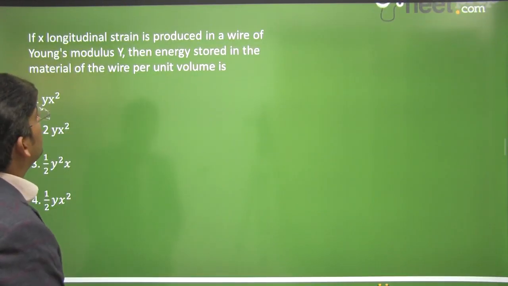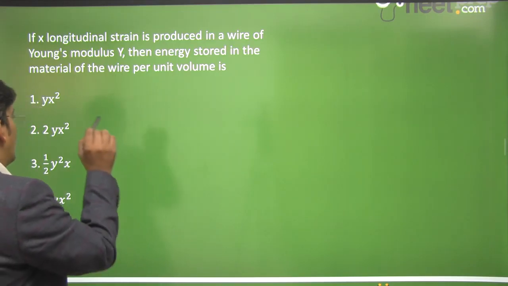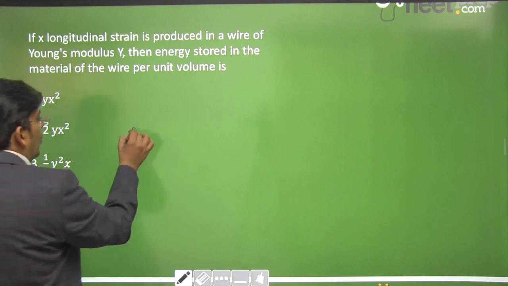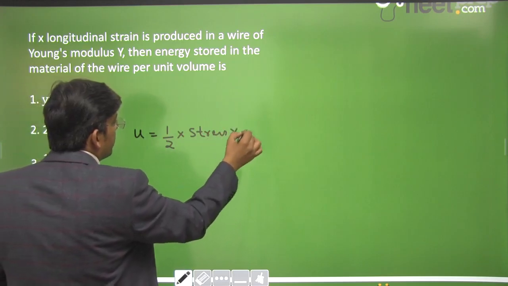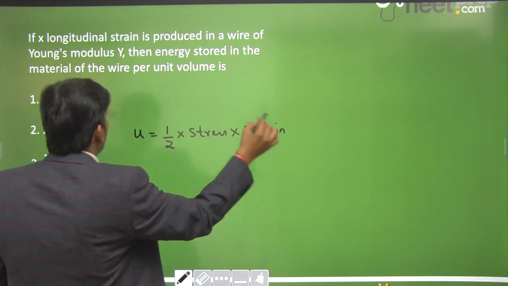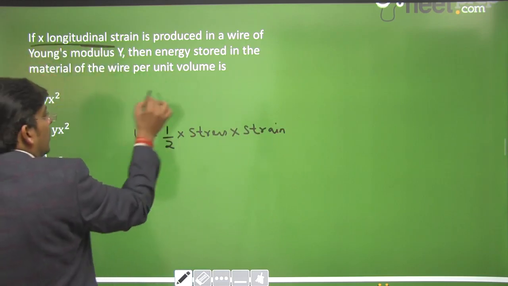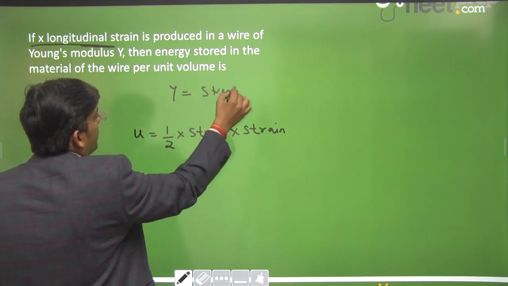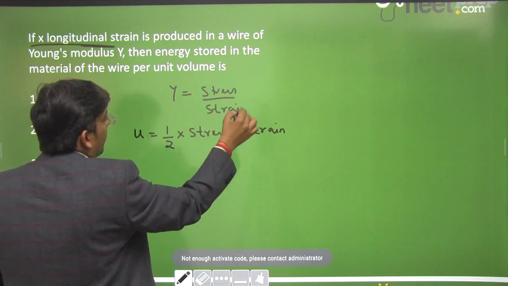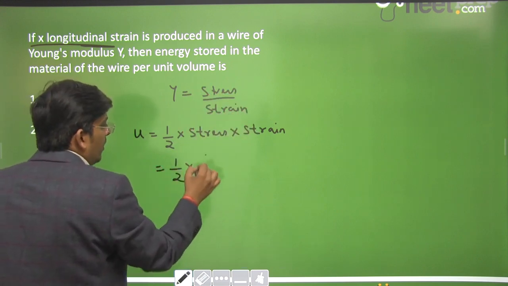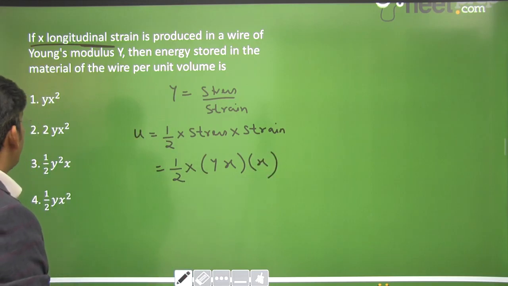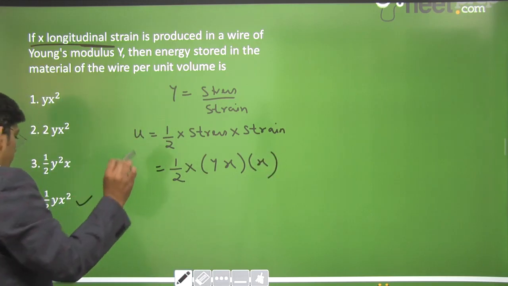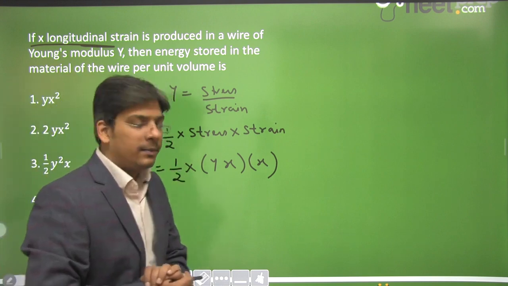Now, if X is the longitudinal strain produced in a wire of Young's modulus Y, energy stored in the wire per unit volume is, you know that energy stored is half into definitely stress into strain. Energy density is going to be this, right? You need everything in terms of strain, right? Young's modulus is equal to stress divided by strain. So stress is equal to Young's modulus into strain, right? So Y X square divided by 2 is going to be the correct option. Y X square divided by 2, right? Okay.